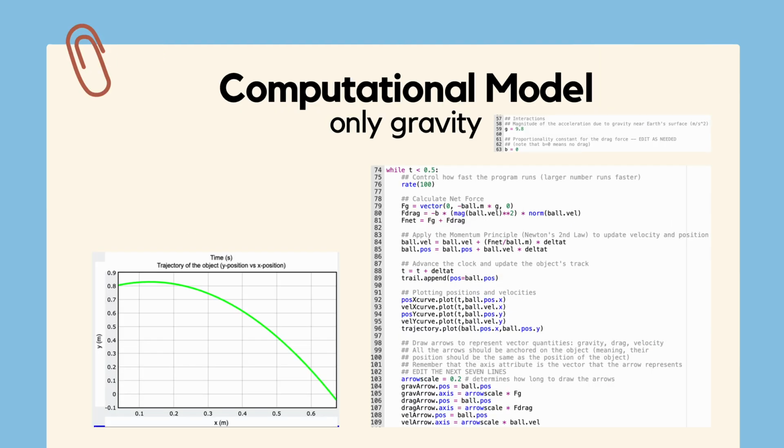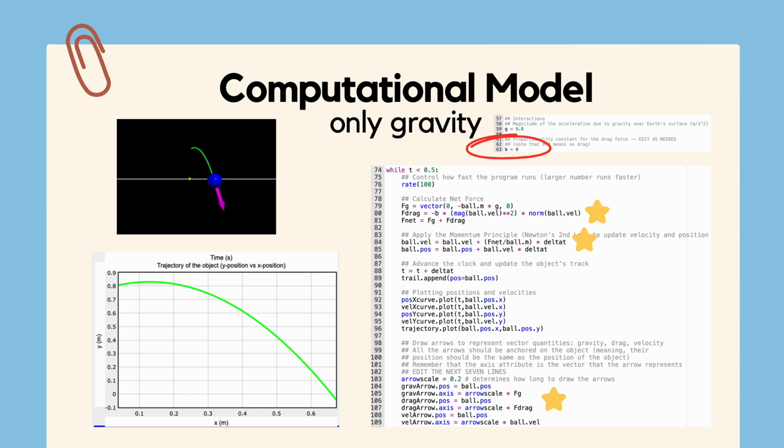Now, the first computational model accounted for just gravity and no drag force. Here, B is equal to 0, which means that when we're calculating the net force, it would equal the force of gravity because the drag force would no longer be in the equation. Here, I used Newton's second law to update the velocity and position of the ball, and here is where I adjusted the vectors to show the direction of the forces. After I ran the code, the trajectory of the object was shown in the graph and in the animated model.